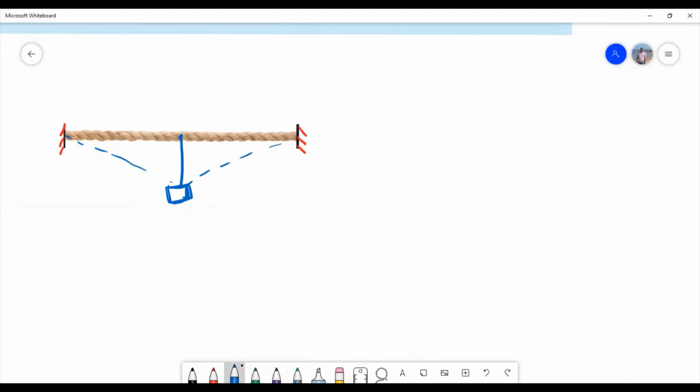So let us draw a diagram. Here I am just taking the two ends of the rope. They'll become like this. Suppose you take the rope, the two ends of the rope. Now these are the two ends of the rope. This is the support.